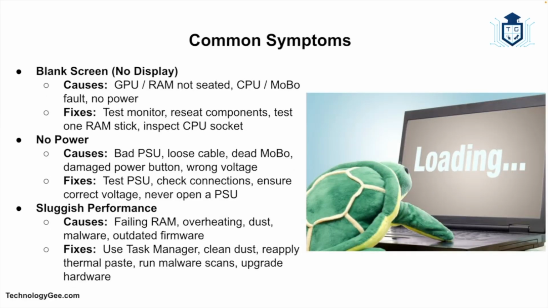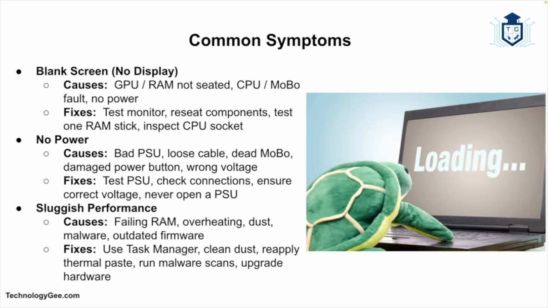All right, next we have a blank screen, or no display. You press the power button and the monitor just stays black. There's no logo, there's no boot, it's just complete darkness. And what can cause this? You have no video output, meaning you have a bad GPU or onboard graphics, your RAM is not seated properly, your CPU or motherboard is having some type of failure, or there's simply no power.